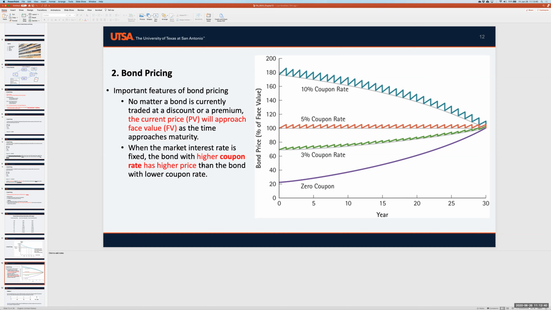So when the market interest rate is fixed, the bond with a higher coupon rate has a higher price than the bond with a lower coupon rate. Why? If you remember the calculation, the payments are in the numerator and in the denominator we have 1 plus i over a power of 1 or a power of 2, depending on the time, t. So if the numerator is getting higher, which is the coupon rate, we have a higher price.